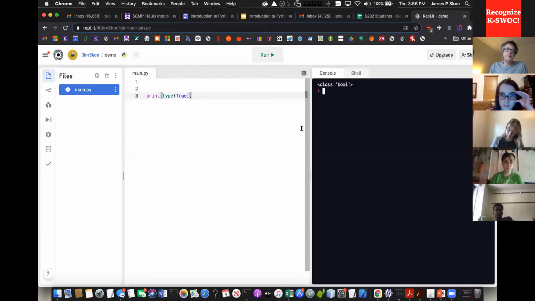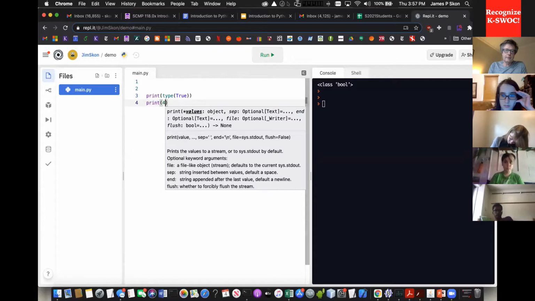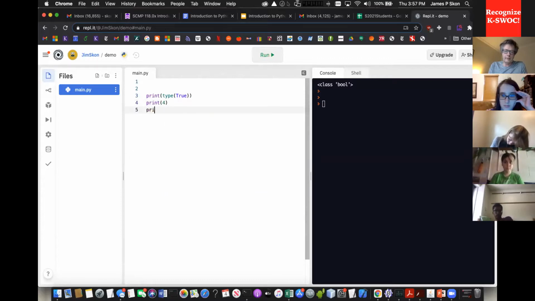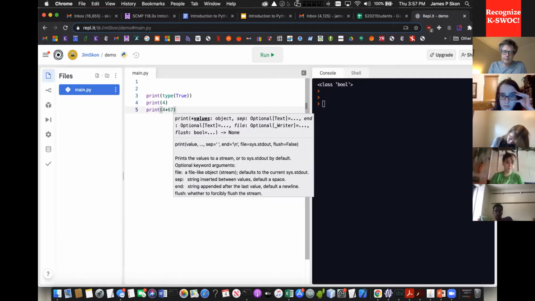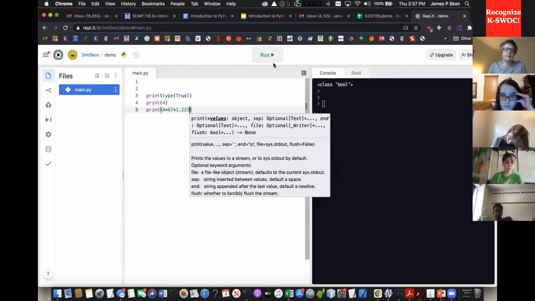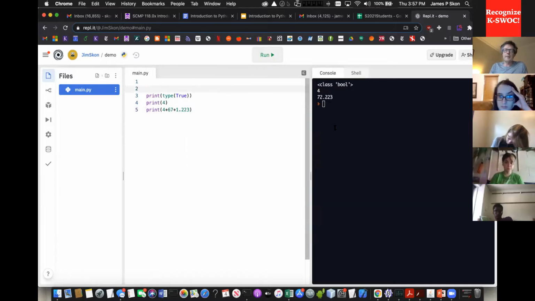Isn't that interesting? Now, another thing I want to point out is this is where we can write lots of lines and then we can run them. Like I can type in print 4, and I can type in print 4 plus 67 plus 1.223, and I can now run that program. Now this is what we call the console, and it's where the output comes from when we run the program. But it also has an interpreter built in.